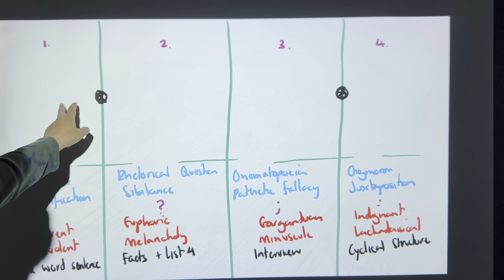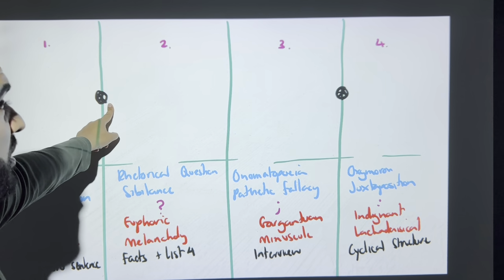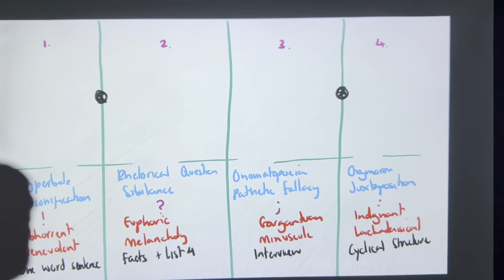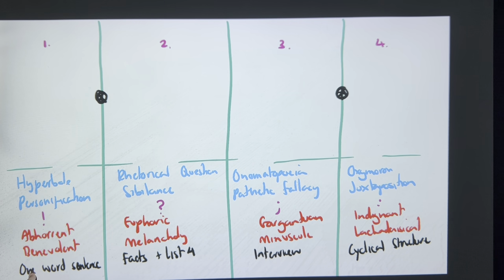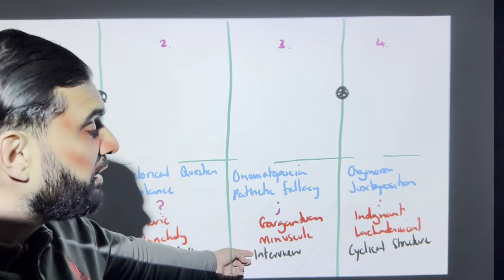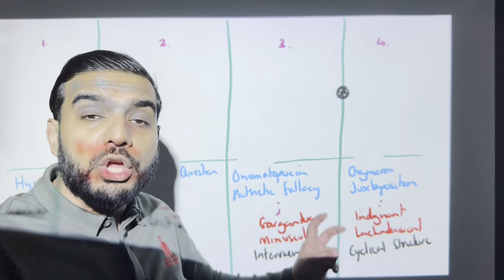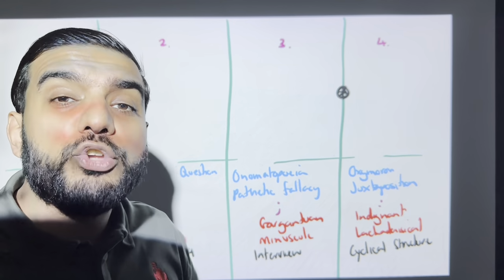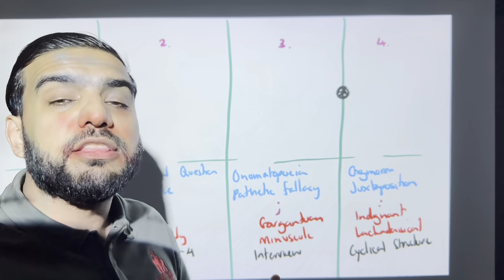Between paragraph one and paragraph two, I have a one-line paragraph. Between paragraph three and four, I have a one-line paragraph. And then in the first paragraph, I've got a one-word sentence. Second paragraph, I've got facts and a list of four. Third paragraph, I'm going to include an interview with an expert to make my writing more convincing. You can make your expert up, but as always, make them realistic.